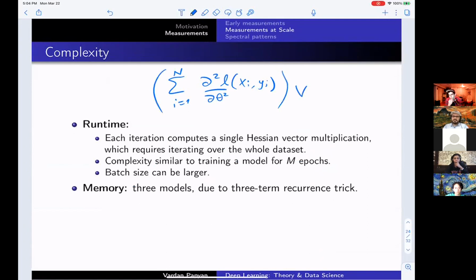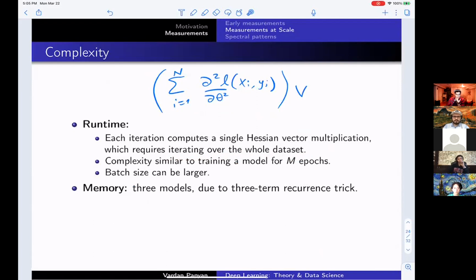So the complexity of this algorithm, like one multiplication by the Hessian, requires you to iterate over the whole data set, right? So it's like one epoch of training. So the runtime complexity is that in each iteration of Lanczos you iterate over the whole data set. Also in subspace iteration, in each iteration, you need to multiply by the Hessian, so you need to iterate over the whole data set. So we're talking about quite heavy computations, right?